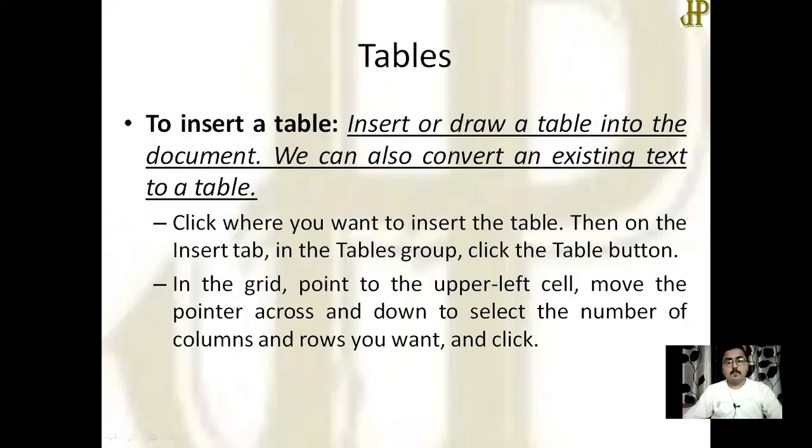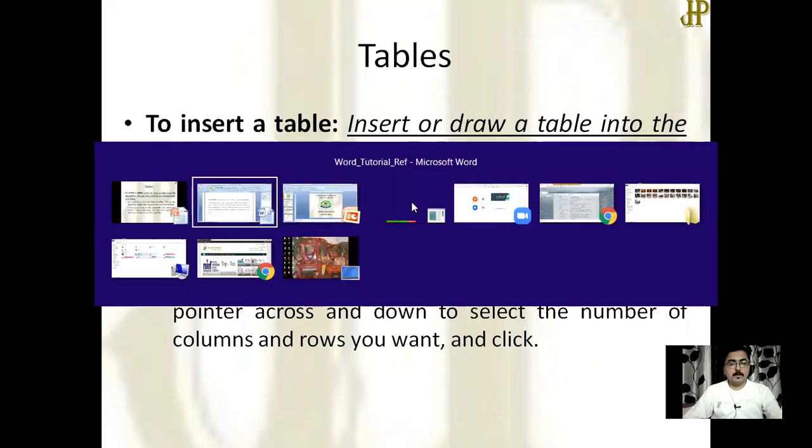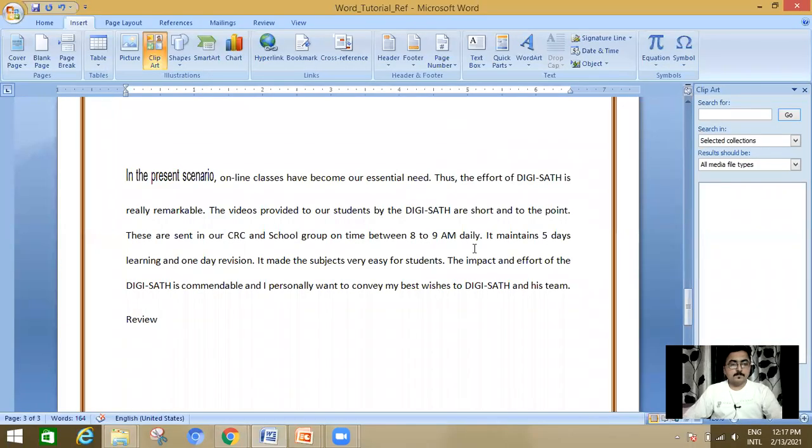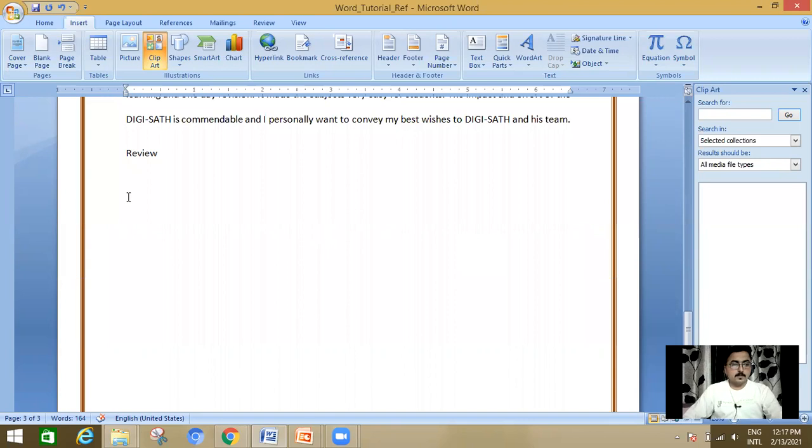Now, the most important topic is how to create or how to insert a table in your document. So what is a table? A table is a combination of rows and columns where you can put your data in row and column order. So I am going to illustrate with an example. So let's take an example here.